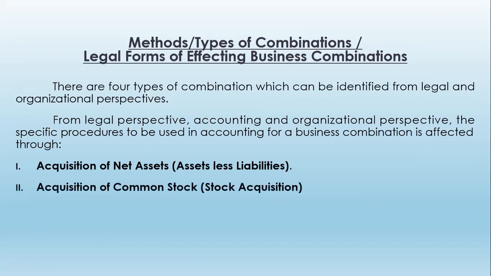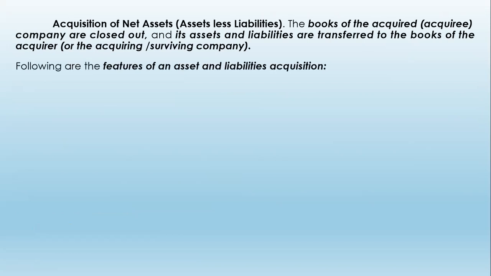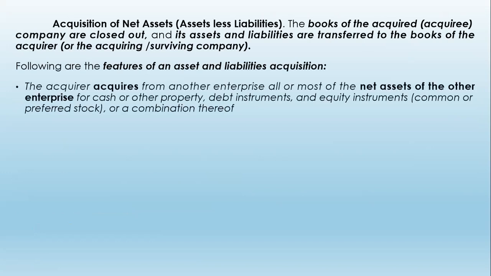Acquisition of common stock, stock acquisition, asset acquisition. So we have now your acquisition of net assets. The books of the acquiree company are closed out, and its assets and liabilities are transferred to the books of the acquirer, the acquiring surviving company. Following are the features of an asset and liabilities acquisition.